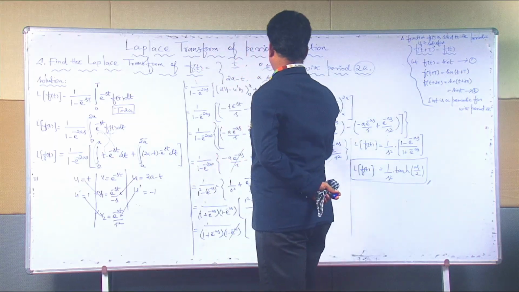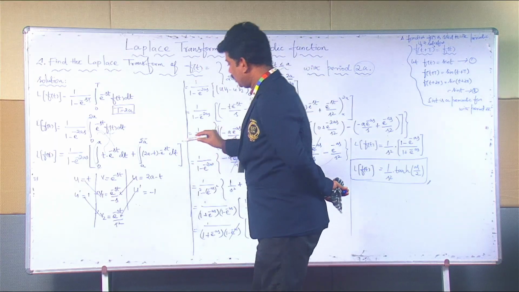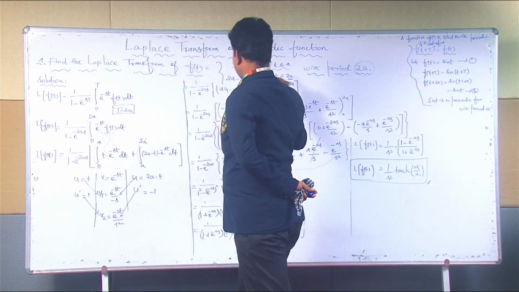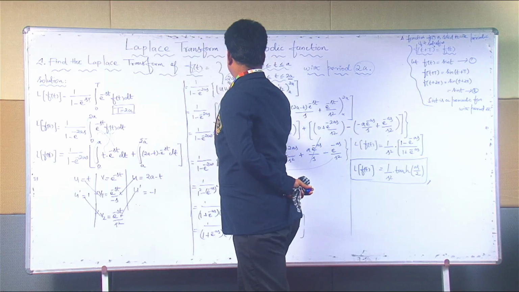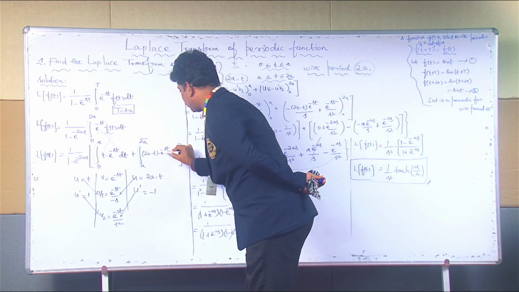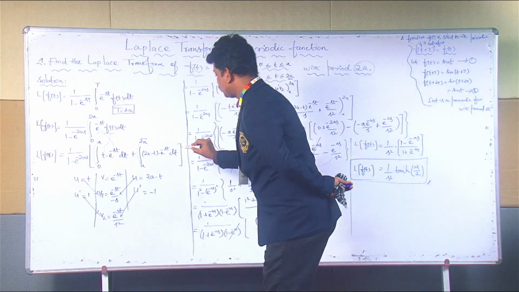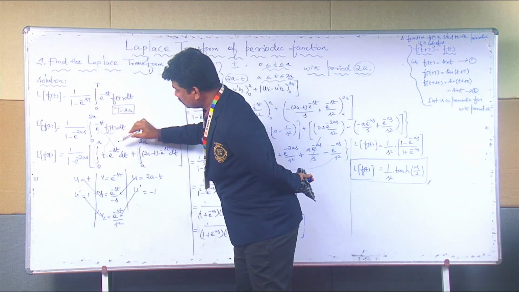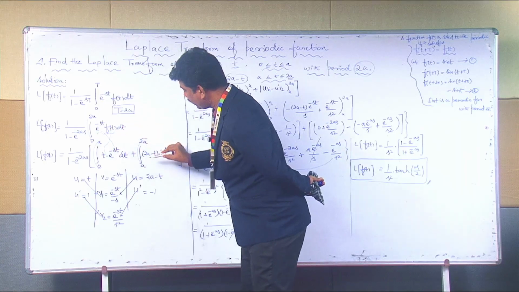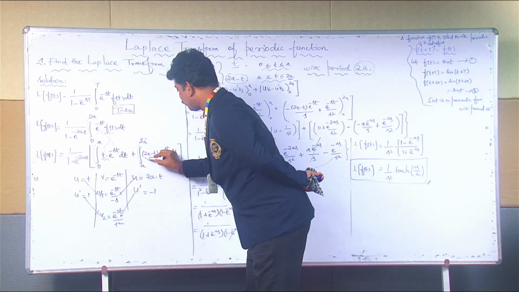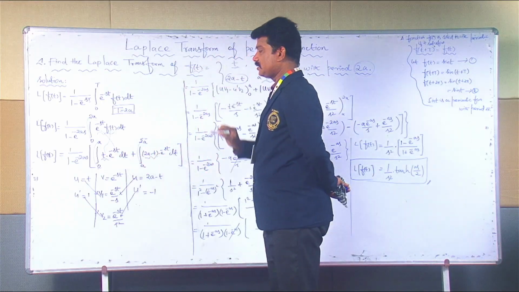coming to the second interval, the interval is what? 0 to 2a. So we can write it as integral a to 2a. The function is what? 2a minus t. So therefore 2a minus t into e power minus st into dt. See, look at the function. This function can be split into two intervals, 0 to a as well as a to 2a. So we have to substitute that function. So this is the third step.